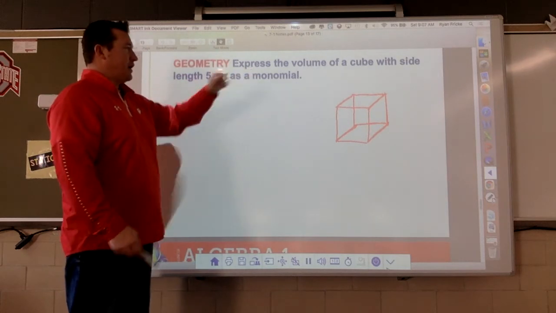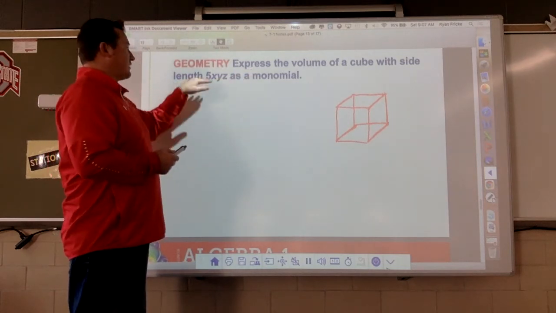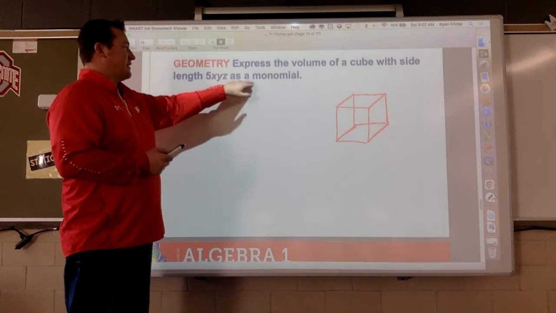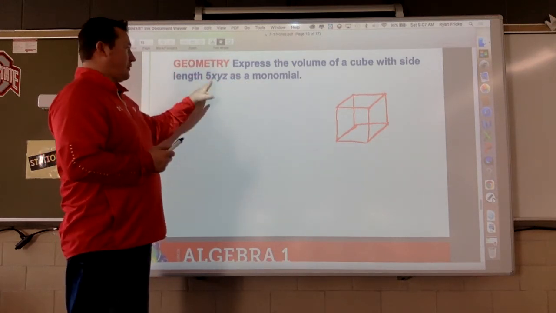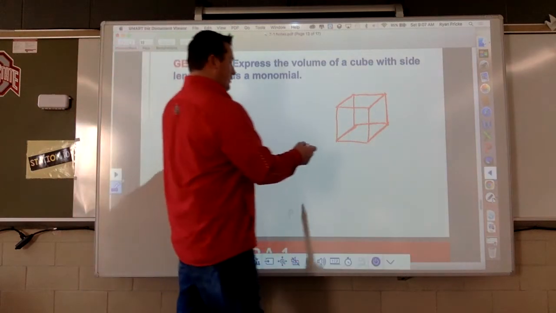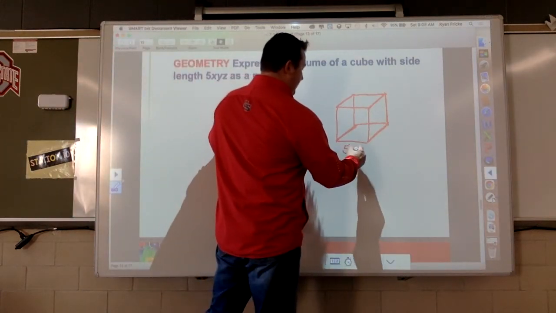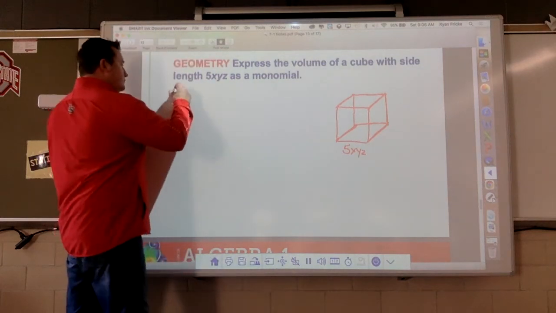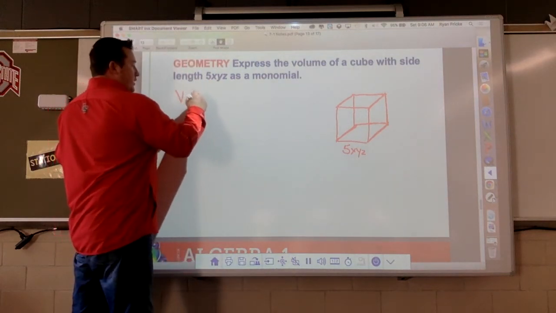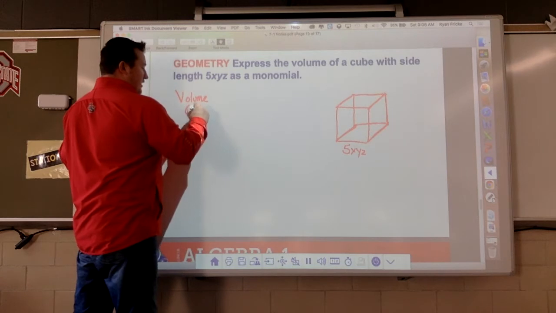Express the volume of a cube with side length 5xyz as a monomial. So I have to find the volume of a cube, and all they've told me is it has a side length, right, of 5xyz. Okay. Volume of a cube.